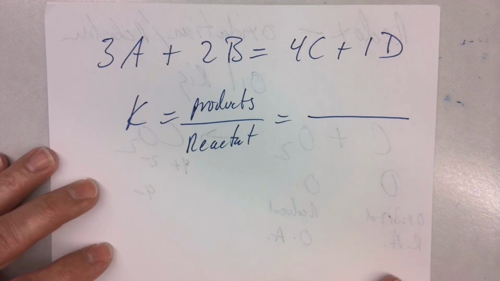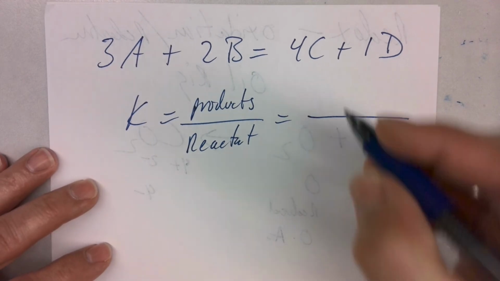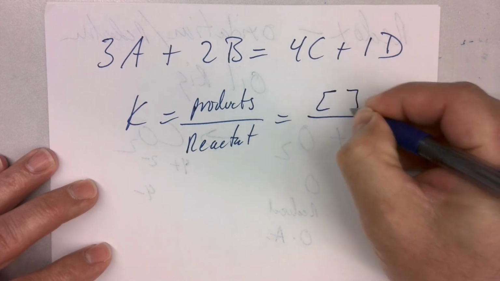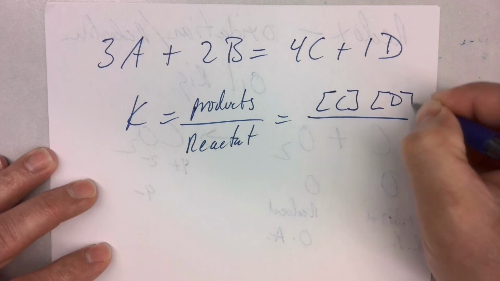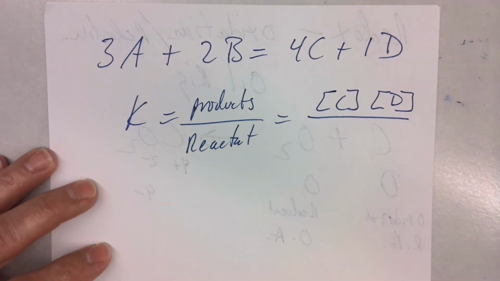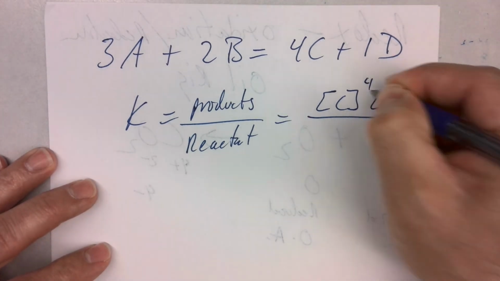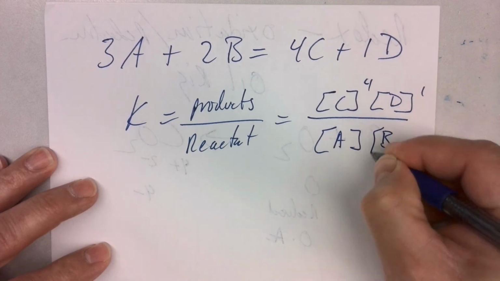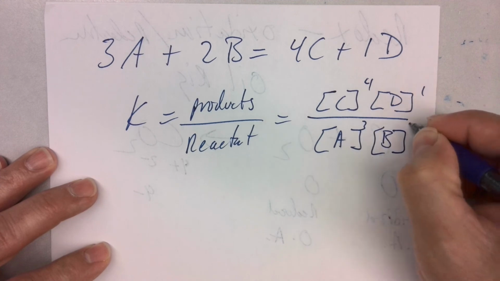Nobody remembers this? I do, yeah. So it's like 4C plus 1D in brackets. Okay, so I got brackets, I got C, I got D. Where do those numbers go? Oh, they're like exponents. I got a 4 and a 1, and then I would have A, and I would have B, and that would be a 3, and that would be a 2.